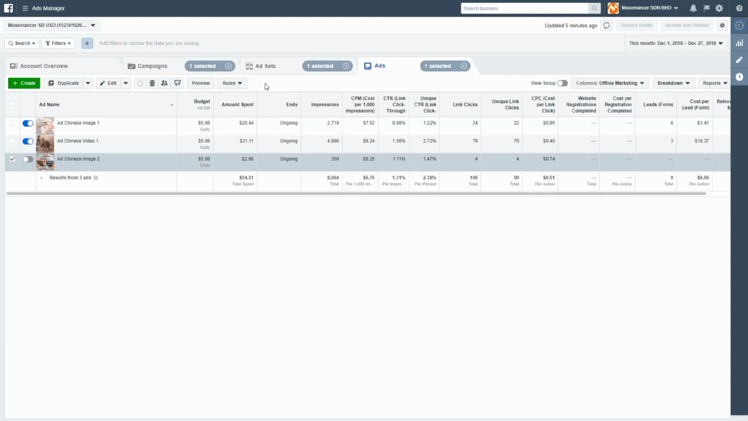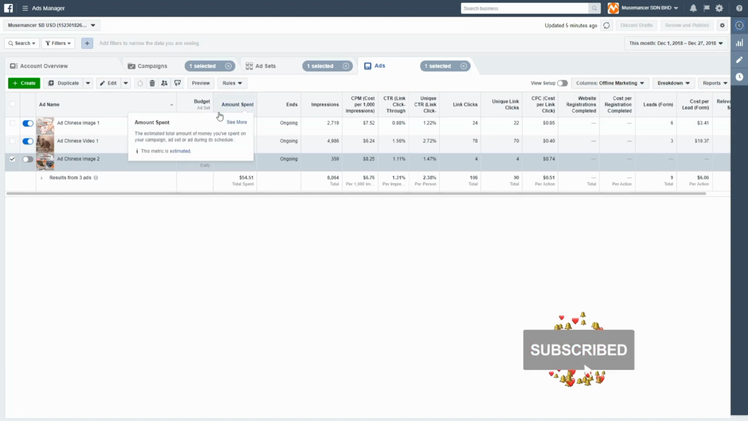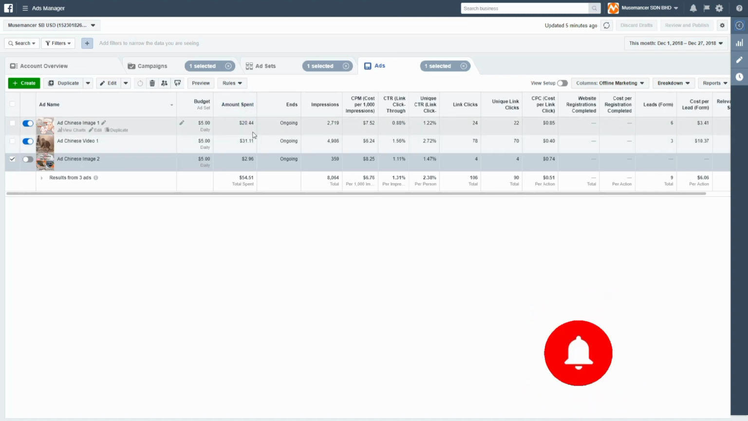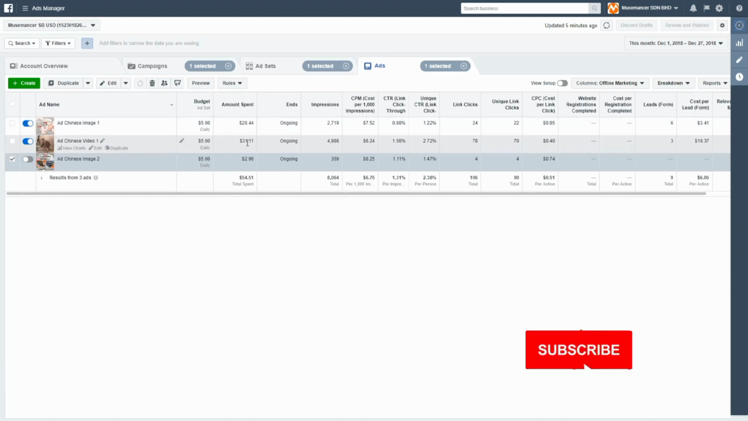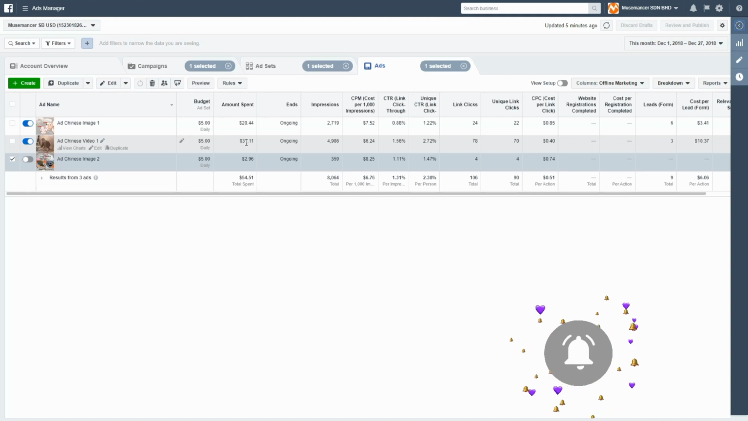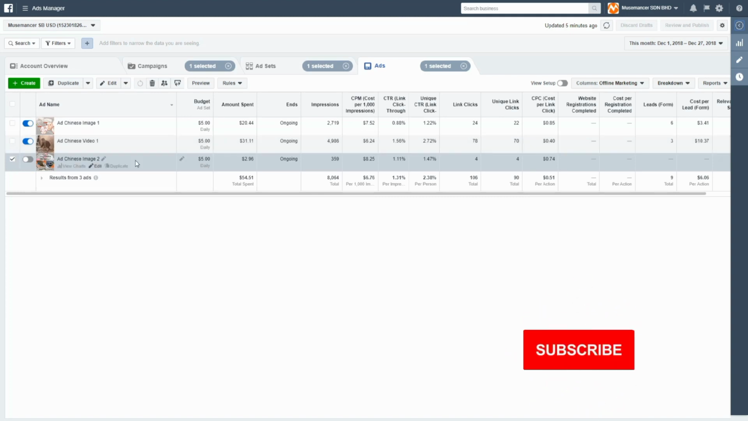So how do you know which one's the winning ad and losing ad? Now there's no clear-cut way, but there's a few indications I look at strongly. Number 1, when this was running for almost a week, we noticed that even though there were only 3 ads to rotate, most of the spending went into the first image and still in the Chinese video, but by virtue of the fact that this has been running much earlier, that's why the ad spend was higher. All right, but you notice Chinese image 2 was spending only $2.96.